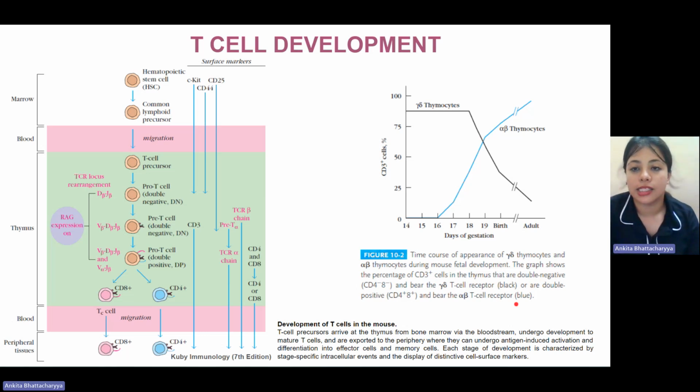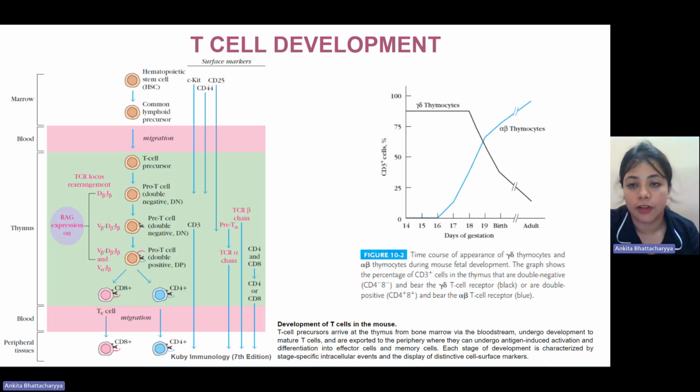Second, what you see here is a graph which gives you an idea of the time course or the schematic timeline which is followed. It is a plot that shows days of gestation plotted against CD3 positive cells. So what you see is the time course of appearance of gamma delta thymocytes and alpha beta thymocytes during mouse fetal development. The percentage of CD3 positive cells in the thymus that are double negative, that means they are CD4 minus and CD8 minus, and bear the gamma delta T cell receptor is shown in black, or double positive and bear the alpha beta T cell receptor is shown in blue.